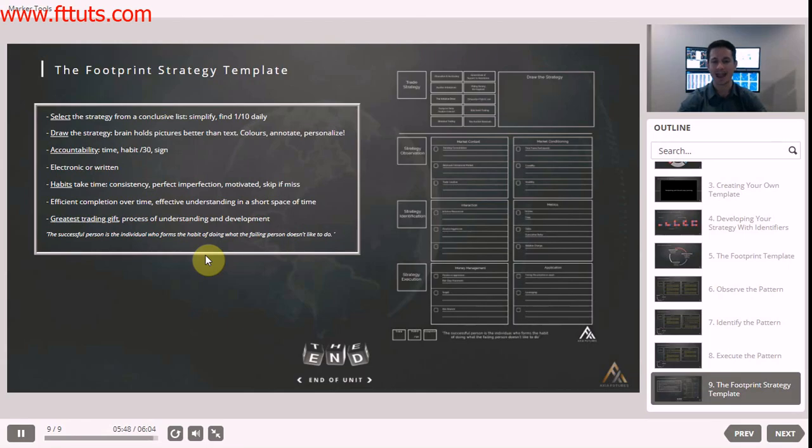That brings us then to the end of Unit 5, the end of the theoretical section per se. We're now going to move on to the strategy section, and we're going to build those 10 unique strategies.